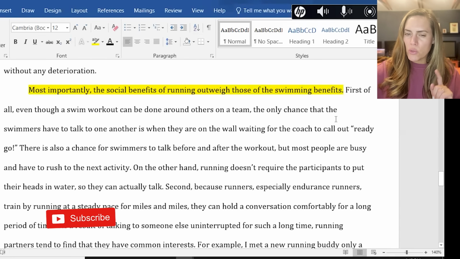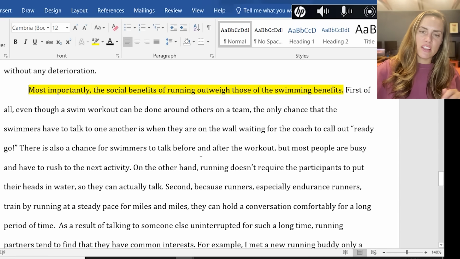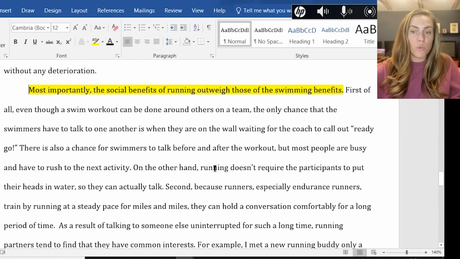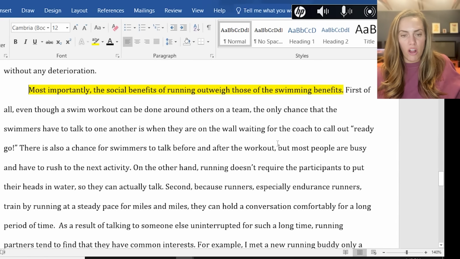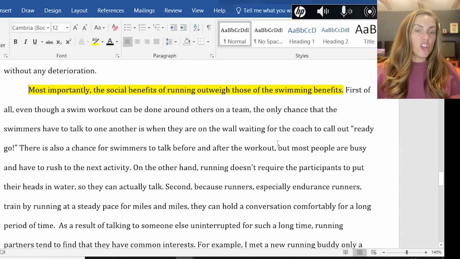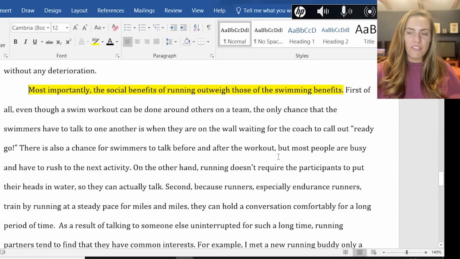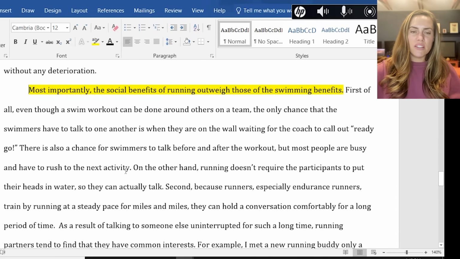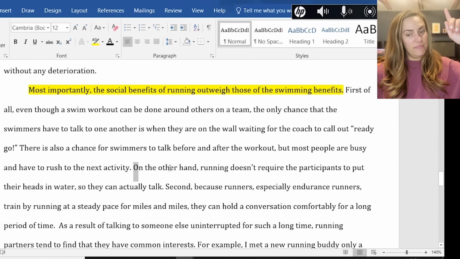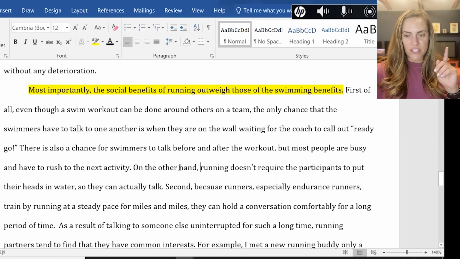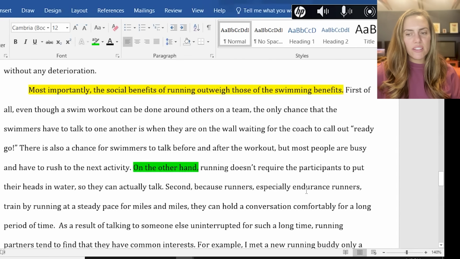First of all, even though a swim workout can be done around others on a team, the only chance that the swimmers have to talk to one another is when they're on the wall waiting for the coach to call out, ready, go. There's also a chance for swimmers to talk before and after the workout, but most people are busy and have to rush to the next activity. On the other hand, making that green, that's our transition, running doesn't require the participants to put their heads in water so they can actually talk.